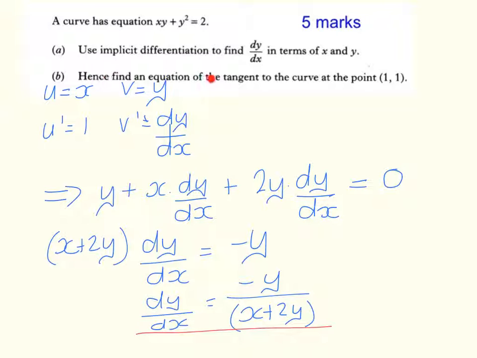For the second part, we're asked to find the equation of the tangent to the curve at point 1, 1. This is a higher question, really. So we know the derivative, which tells us the gradient at any given point. So we're going to substitute in 1, that tells us the gradient. Then we're going to use y minus b equals m times x minus a. So the gradient is equal to minus y, which in this case is minus 1, over x plus 2y. That's 1 plus 2. So that's negative a third.